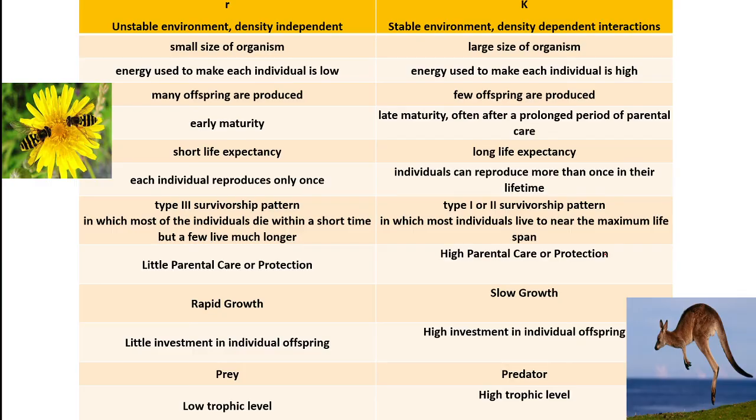Lions and whales are also examples of this. If you can see here, the two strategies and their characteristics are compared. Whatever we discussed is given here. r strategies and K strategies. r strategies are living in an unstable environment, whereas K strategies are living in a stable environment.